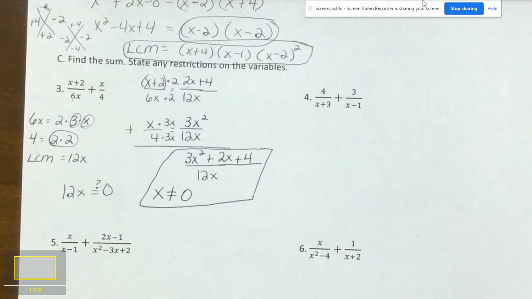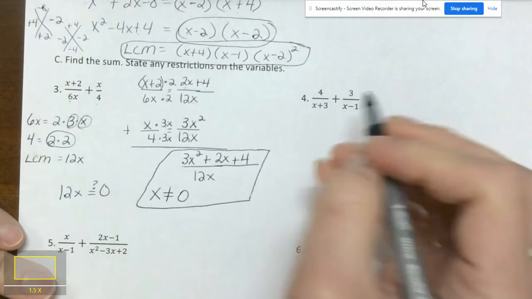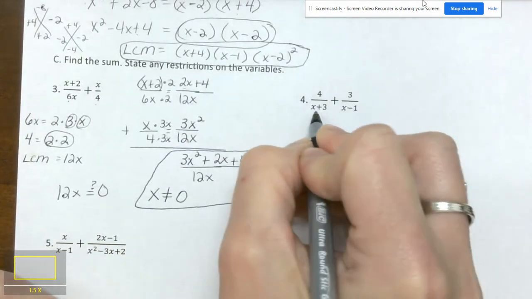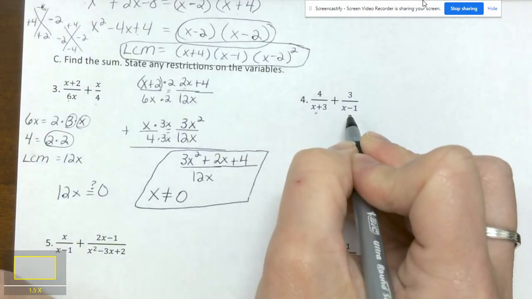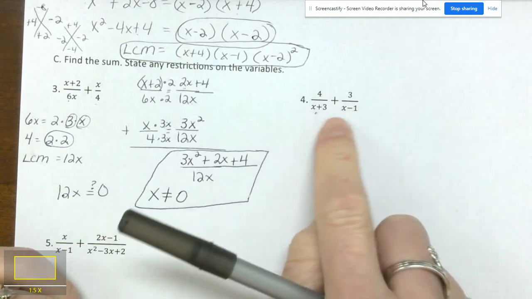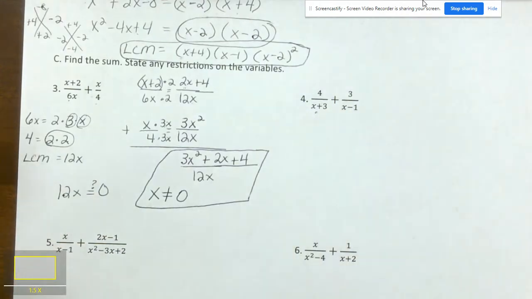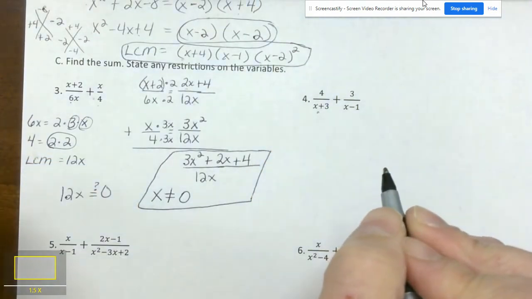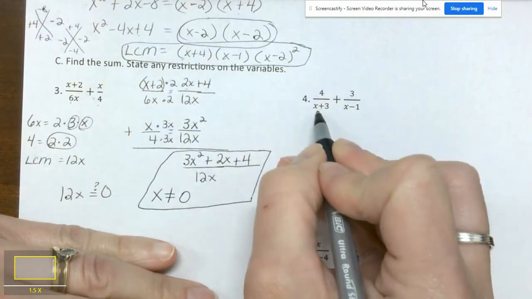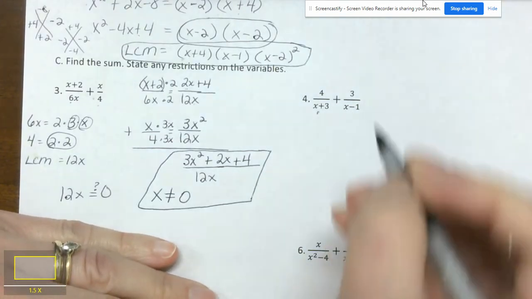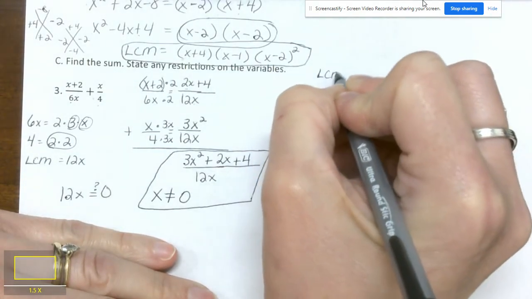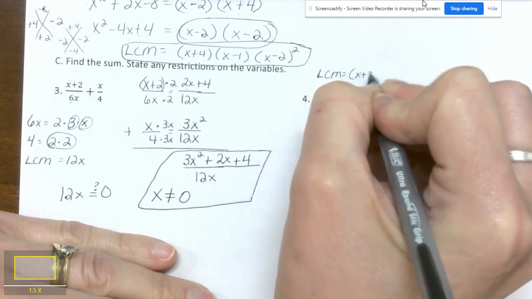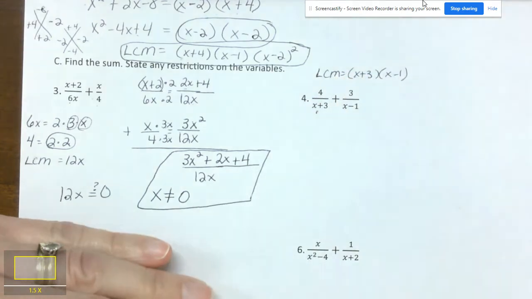Okay, let's look at number 4. Now, this time, I have an x plus 3 and an x minus 1. Okay, I can't factor either of those, so they're just going to stay like they are. That means that my common denominator, or my least common multiple, is going to be x plus 3 times x minus 1.